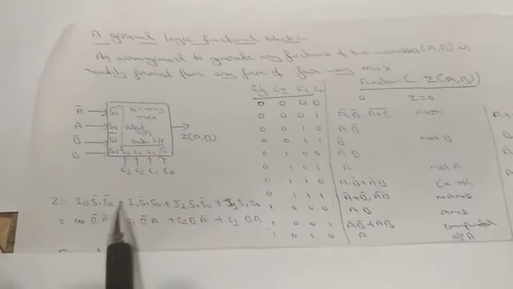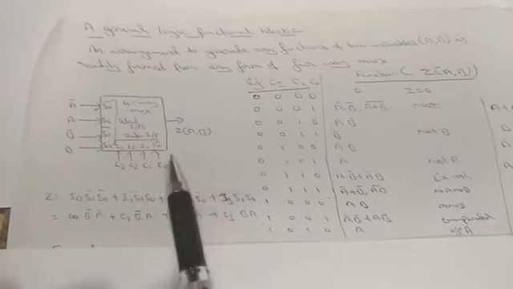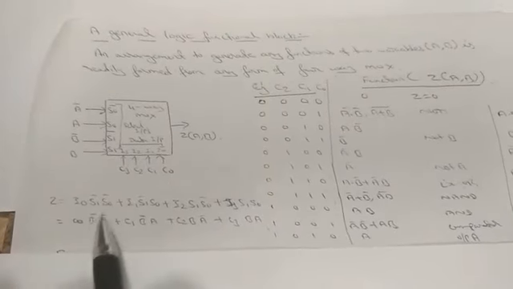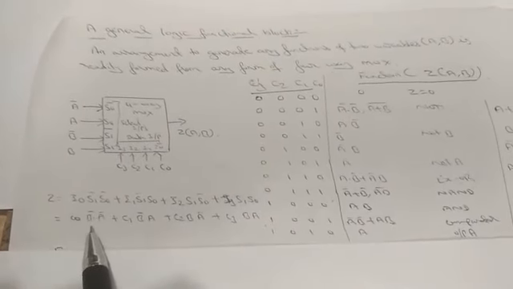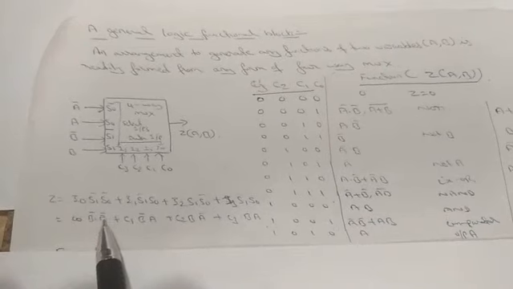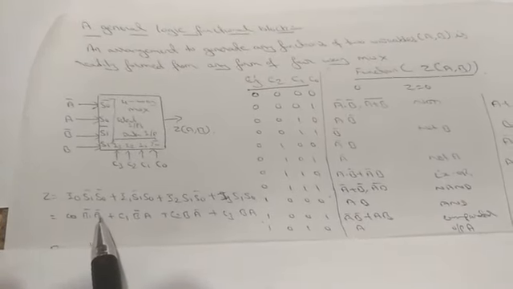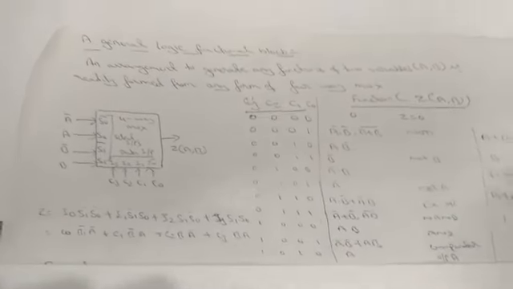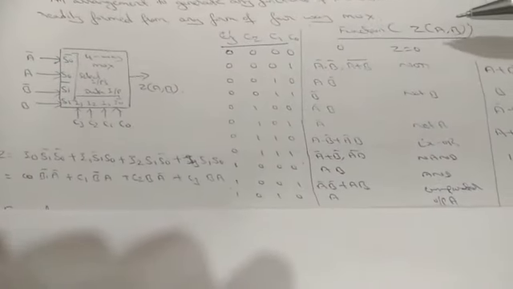The outside terms we have represented: I0 is represented by C0, S1 bar is represented by B bar, and S0 is represented by A bar. In this fashion the expression is there. So this is the truth table. Four inputs are there, so what will the function look like?